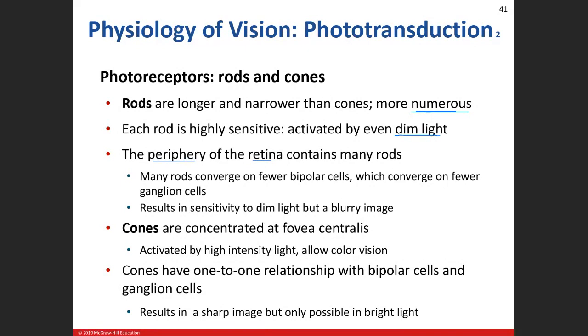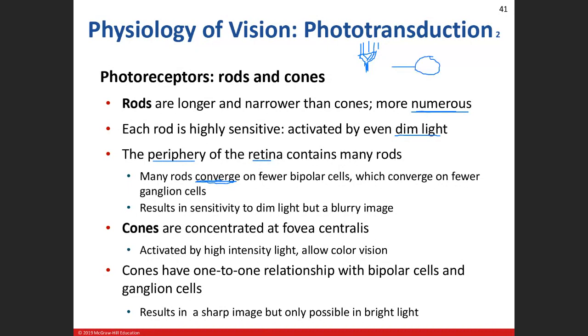When we talk about the rods, this is an example of convergence. I don't know if you remember that concept, but you have several structures that will converge. I'll do a horrible drawing for you so you can see. Here are 5 rods, and all their neurons and axons will converge onto a bipolar cell. A bipolar cell is a cell that looks like this.